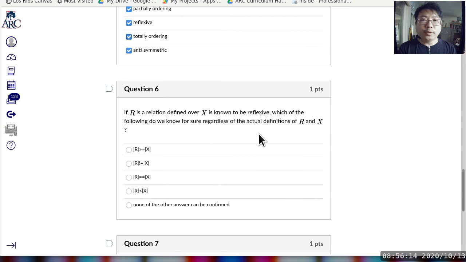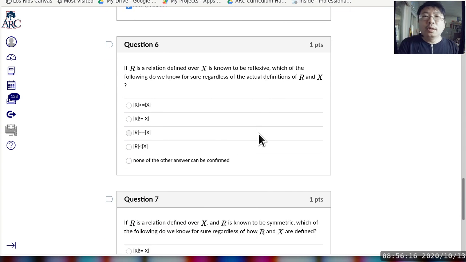All right, moving on to question number 6. If R is a relation defined over X, it is known to be reflexive. So we know that R is reflexive, but not anything else. Which of the following do we know for sure, regardless of the actual definition of R and X?